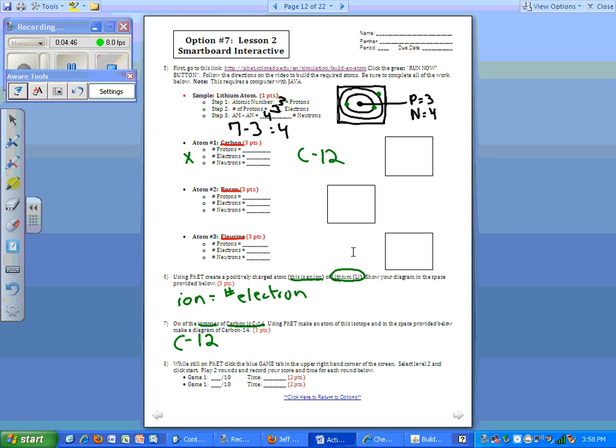Remember, with isotopes, this number is the mass number, which is protons plus neutrons, and isotopes are related to changes in the number of neutrons. So finish up that segment, and when you're done, we'll finish up on the last one for this activity option.